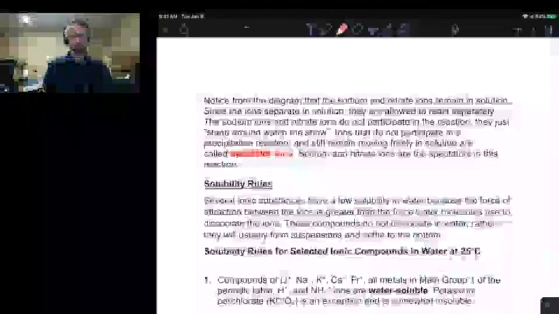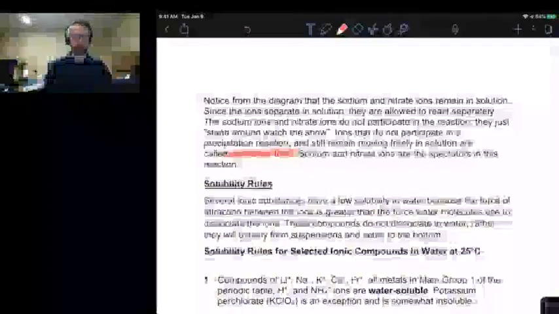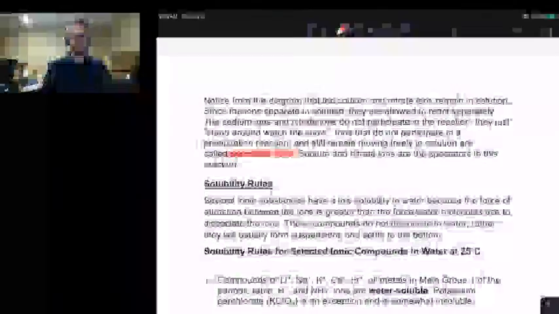Since the ions separate in solution, they are allowed to react separately. The sodium ions and nitrate ions do not participate in the reaction. They just stand around to watch a show. Ions that do not participate in the reaction are known as spectator ions. So these are ions that don't have better bonding than the ion-dipole interaction of being aqueous.